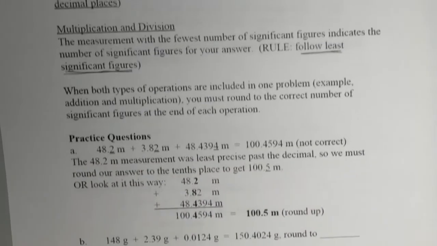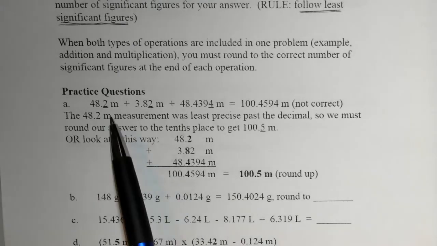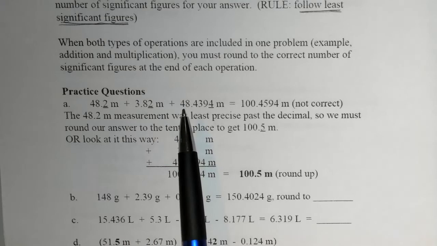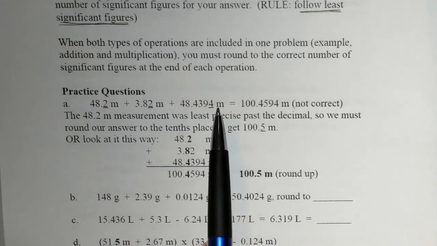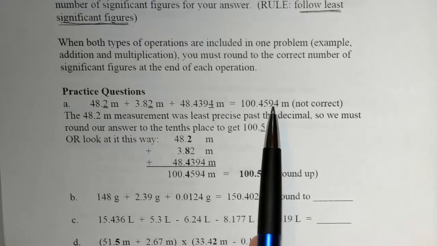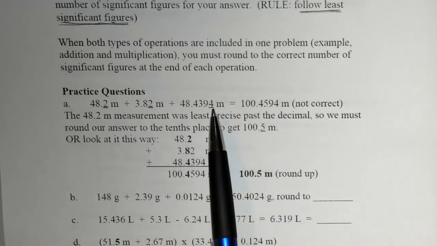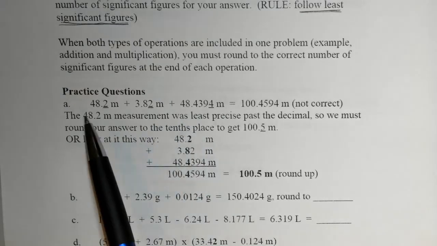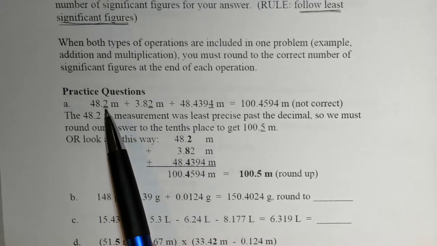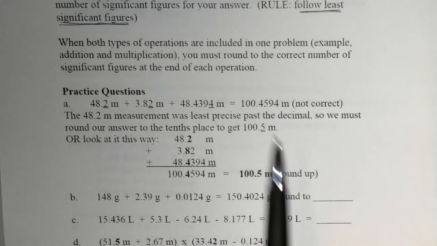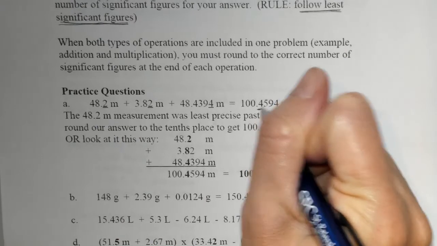All right, so first example here I did for you. We had 48.2 added to 3.82 added to 48.4394. I got the answer from my calculator. That is way too precise based on the measurements I used to get there. Since we're only adding here, we look at decimal place. The 48.2 only goes one decimal place. That's my least precise measurement. That's going to limit how far I can go for my answer. So it's only going to go to one decimal place.